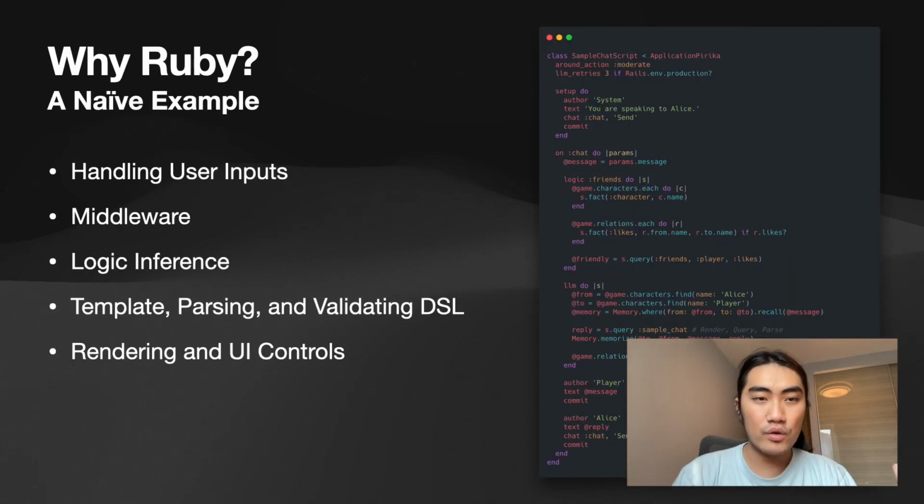And here's an example of what we want to build: a DSL that will handle the user inputs, and it has something like middlewares to deal with the large language model inputs and outputs, and there will be an example later. And we could call the logic inference or logic programming inside Ruby, and we will do templating, parsing and validating inside this DSL. And finally, we will use a controller mechanism to do the rendering and UI controls.